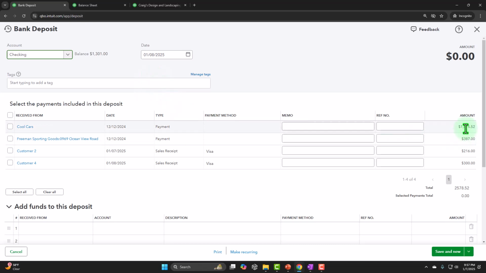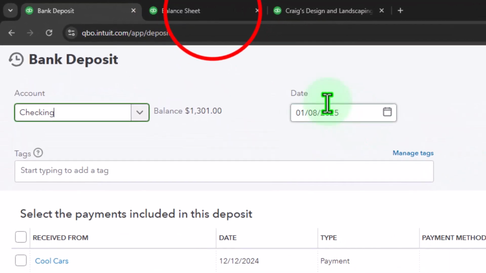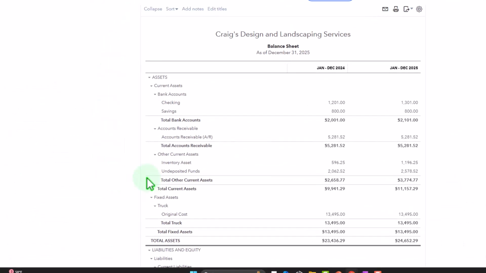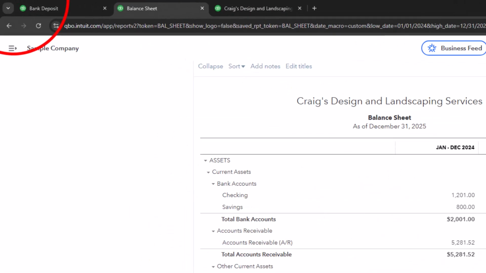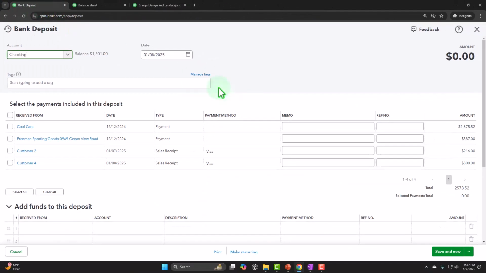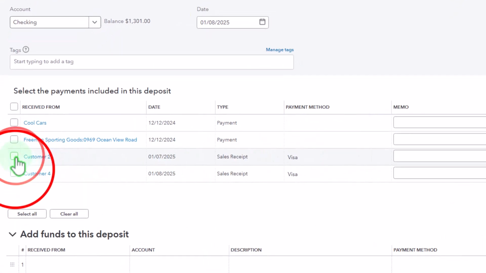And up top, we have all the transactions done with either sales receipts or payment forms after an invoice. Adds up to $2,578.52, which should tie out to what's on the balance sheet in undeposited funds, $2,578.52. We go back on over and we imagine that these two have been deposited.